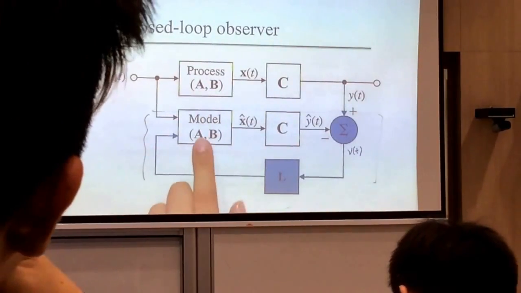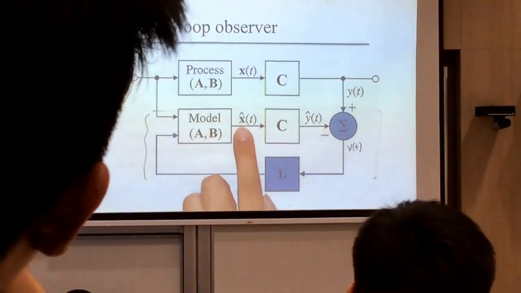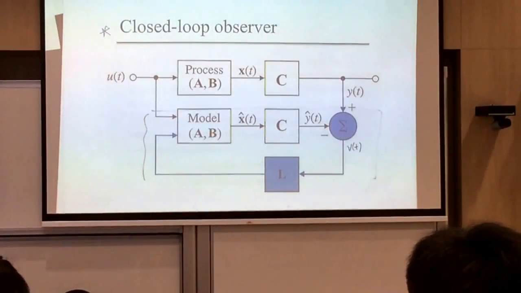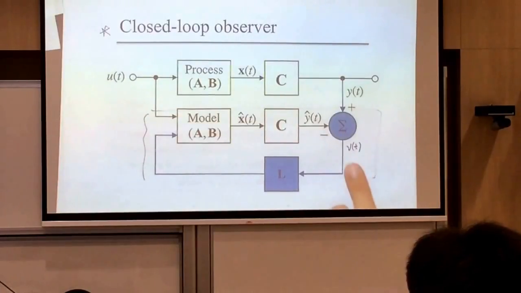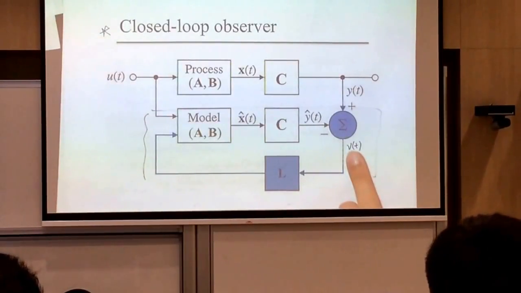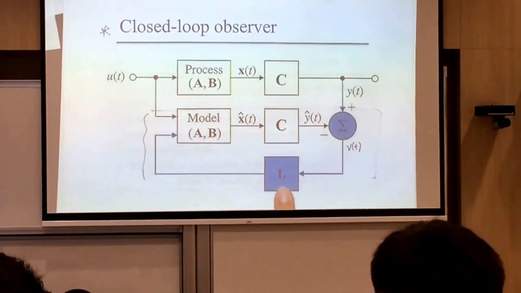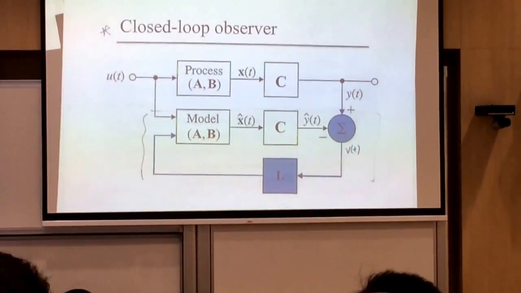Process, model, real estimate, real state, estimated state, real output, estimated output. So real output minus the estimated output is the error. Take this error, pass it through a feedback vector back to your model. How does it work?